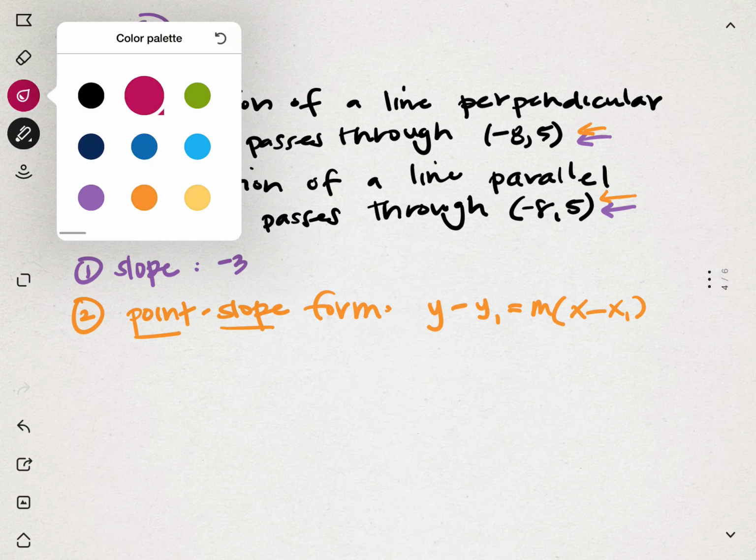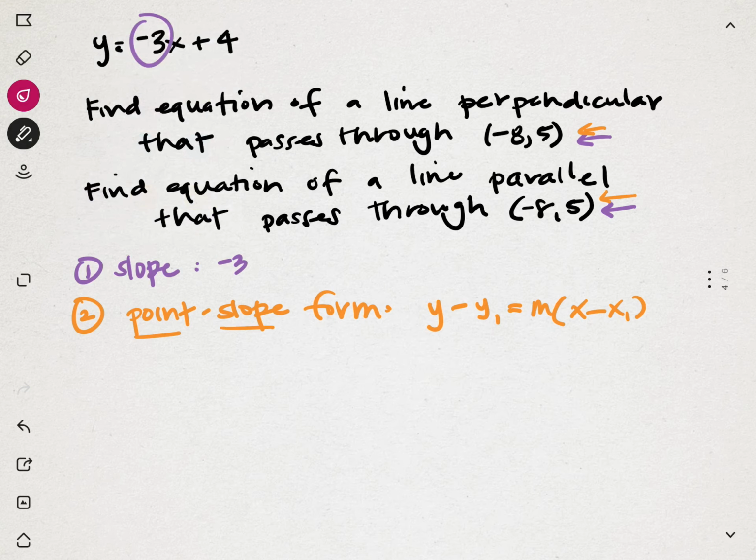All right, so the thing to remember here is that when we substitute, y1 represents the y from our point, x1 represents the x from our point, and m is the slope. So we're really only plugging stuff in there and simplifying. So let's see how this all works out. So let's do the parallel.